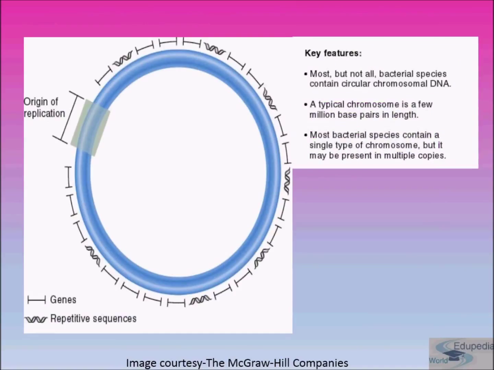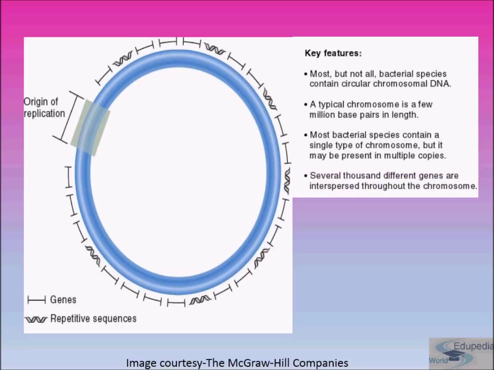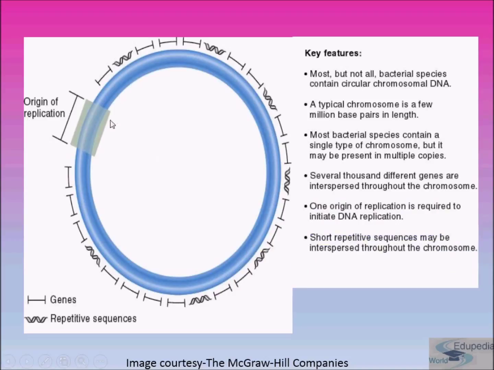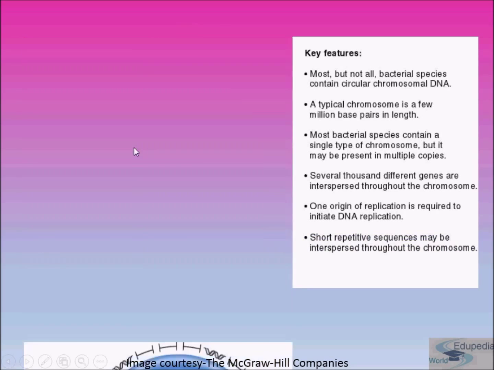This is the representation. The key features are that most but not all bacterial species contain circular chromosomal DNA. A typical chromosome is a few million base pairs in length, as I have told you. Most bacterial species contain a single type of chromosome, but it may be present in multiple copies. Several thousand different genes are interspersed throughout the chromosome, and there is one origin of replication, ori, O-R-I. The origin of replication is required to initiate DNA replication. There are also repetitive sequences interspersed throughout the chromosome.